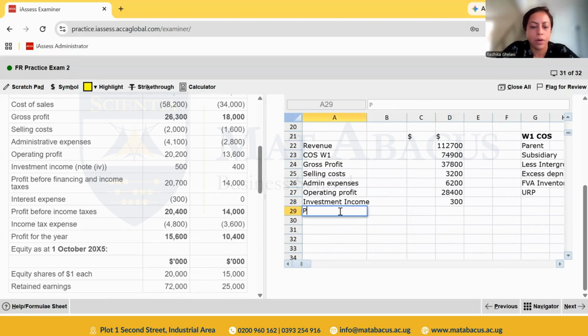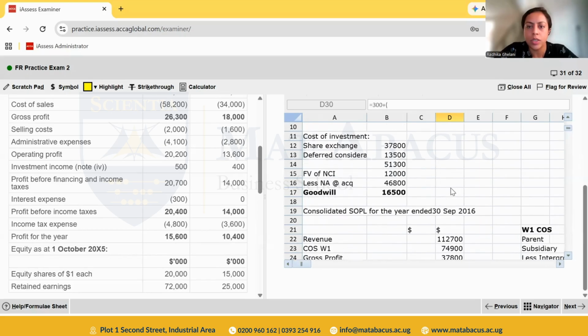That gives us profit before financing and income taxes: operating profit plus investment income. That's your profit before financing and income tax. And we have interest expense. Now don't forget to do the unwinding of the discount here, okay? So interest expense is 300 of the parent plus whatever you calculated as your deferred consideration here, okay?